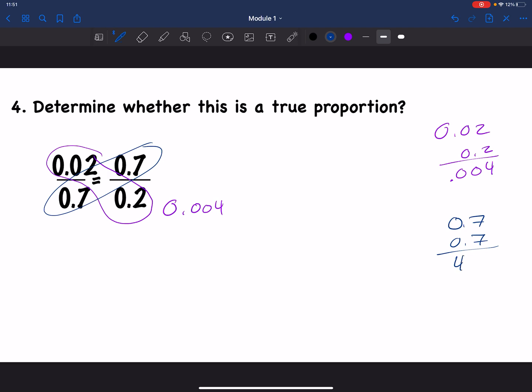Now we'll do 0.7 times 0.7. 7 times 7 is 49. 7 times 0 is 0. There are 2 digits after the decimal, so there should be 2 digits after the decimal in my answer. Notice how these are not the same, so this is not proportional.